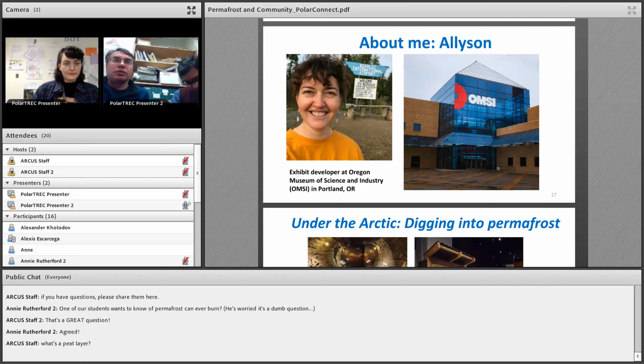So the thing about this organic layer is that this peat layer is a very porous media, and it is a very good insulator during summer, which protects permafrost from the warming impact of summer warm air.